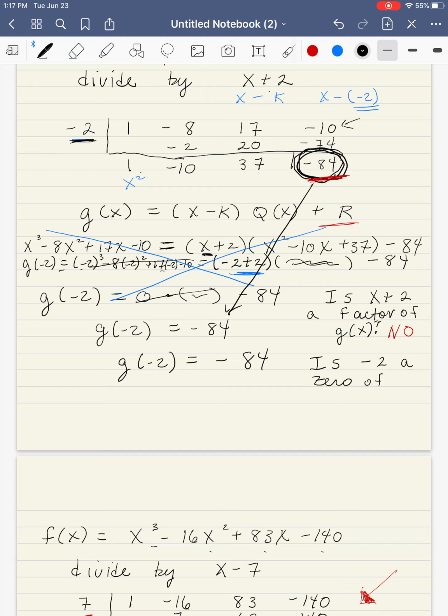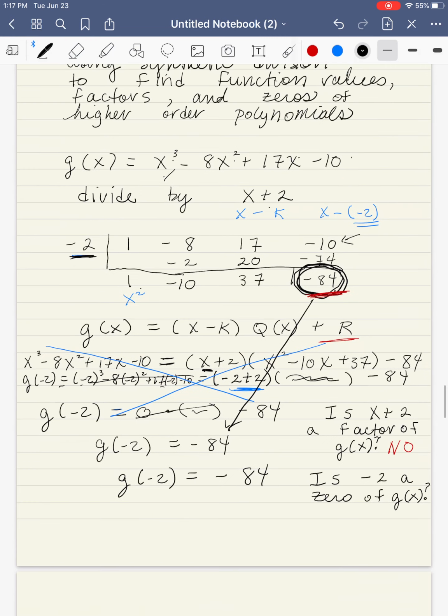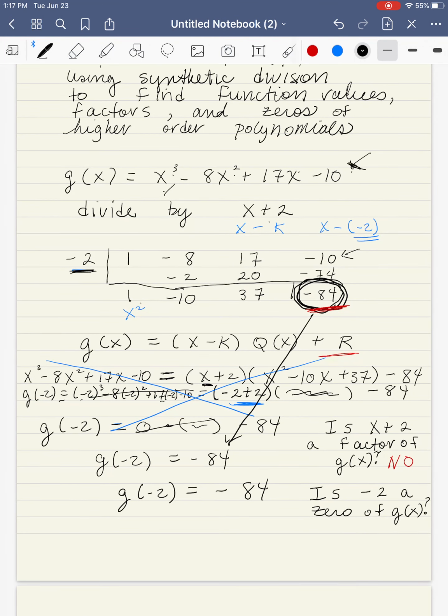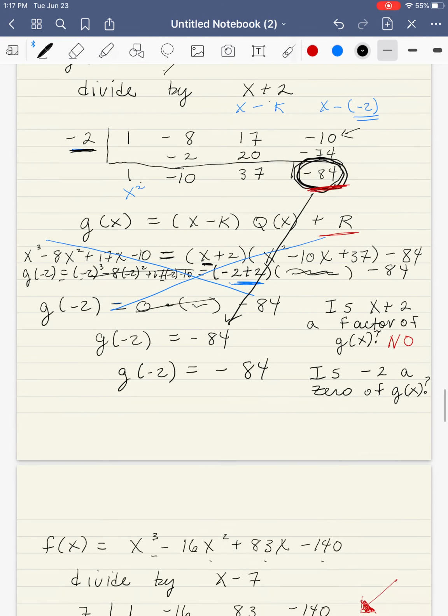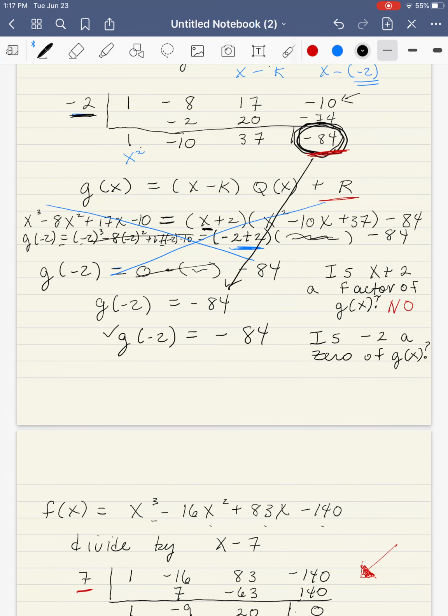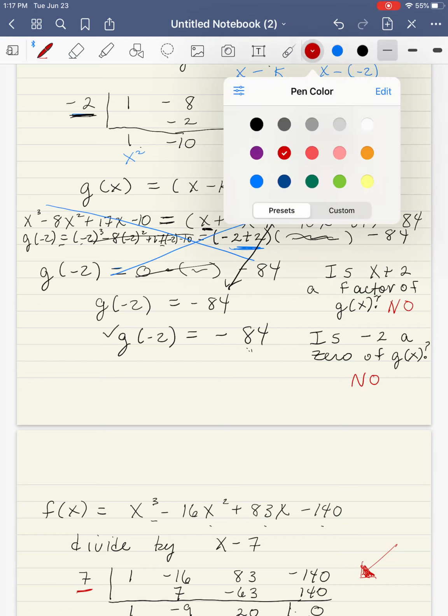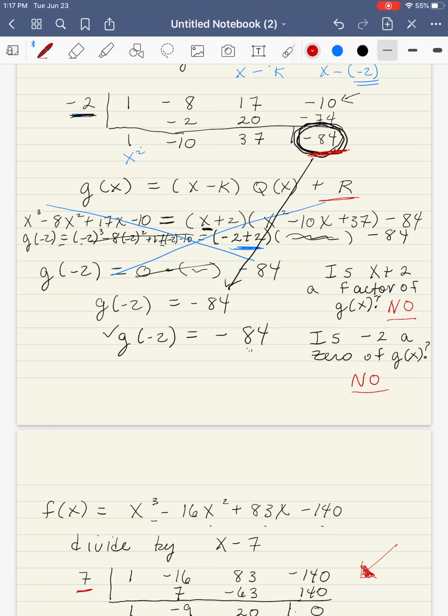I can ask another question. Is negative 2 a zero of g of x? In other words, if I plug negative 2 into my original function g of x, do I get 0? Well, we see right here, g of negative 2 is negative 84. That is not 0. So that tells me no. Negative 2 is not a 0 of g of x.